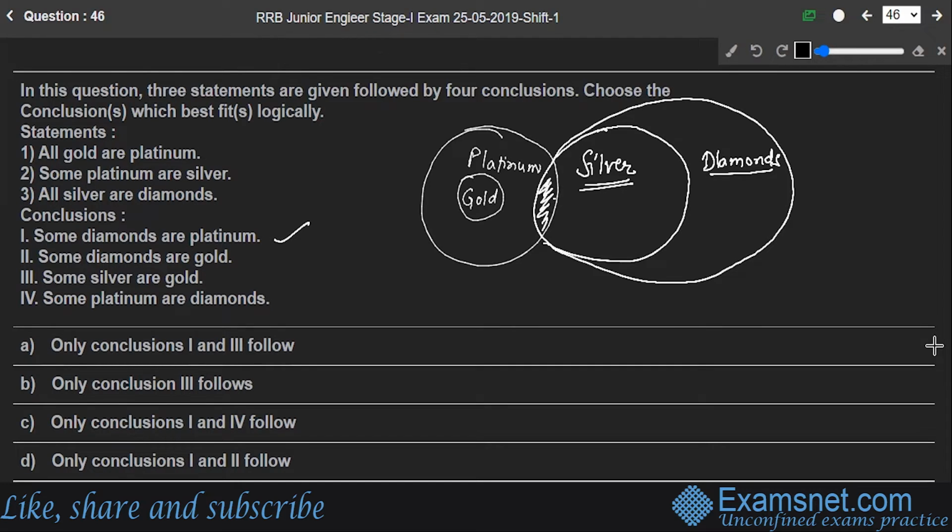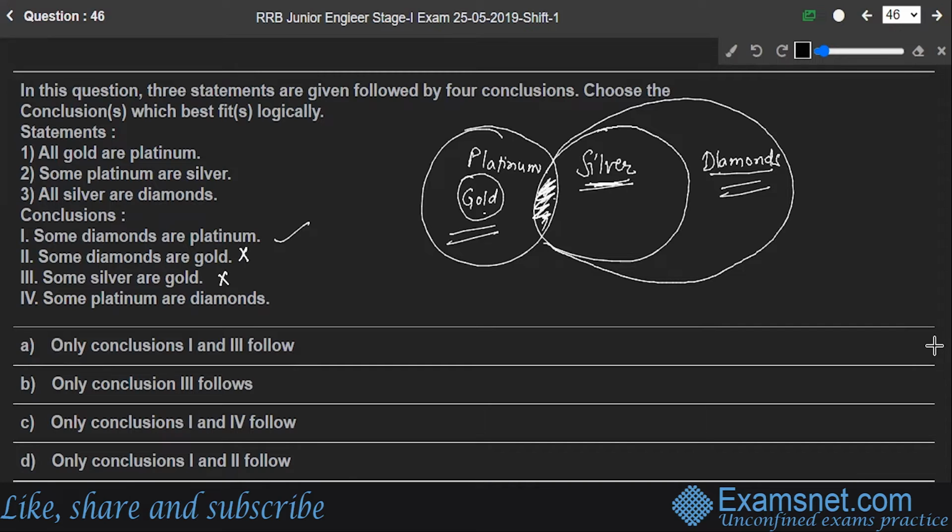Second, some diamonds are gold. There is no connection. Here lies gold, here lie diamonds. That may be possible actually, because if this gold lies in this region it may be possible, but may not be also. So it is possible, but it's not a definite one. So I can't take this conclusion to be true. Next, some silver are gold. Again the same thing. This much portion may be gold, but again this is a possibility, and you can't tell it for sure.